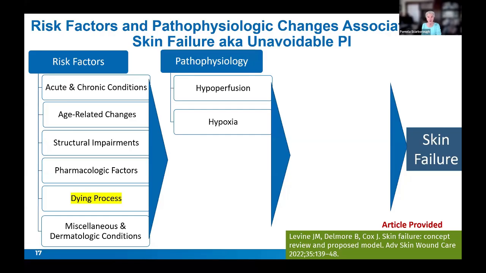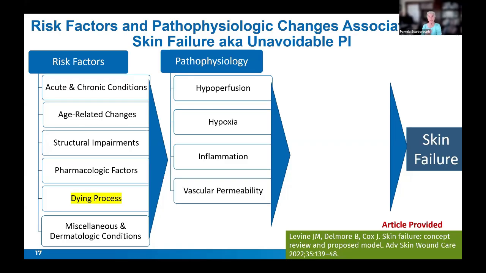Say we have peripheral arterial disease and the toes are black. They're dead. We have little black toes from lack of blood flow. That is a form of skin failure from peripheral arterial disease, which is, by the way, a progressive disease. Inflammation. We have a lot of inflammation going on here, and that inflammation ends up damaging the skin. Vascular permeability is part of that.